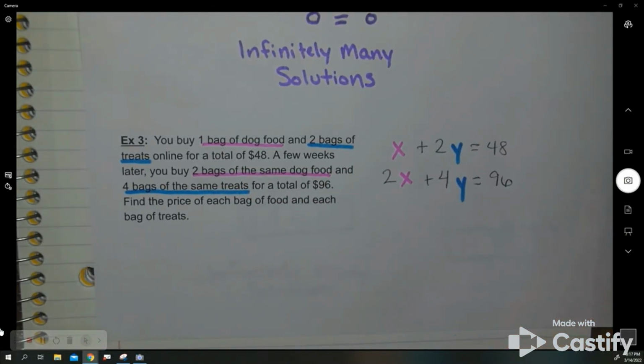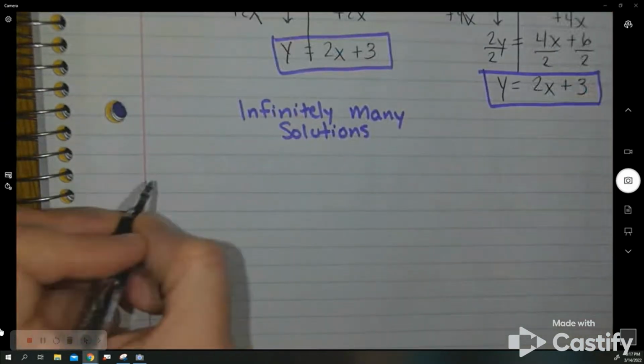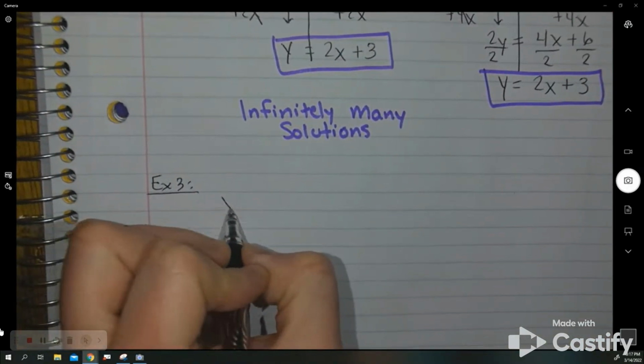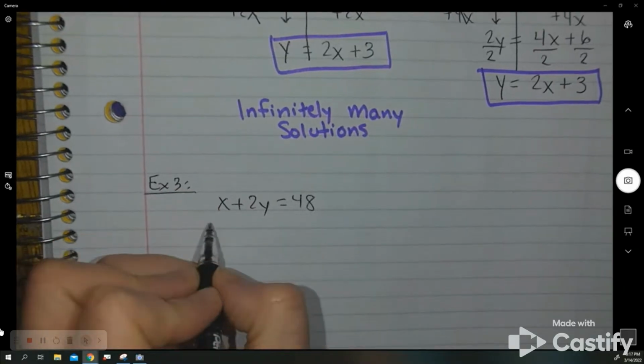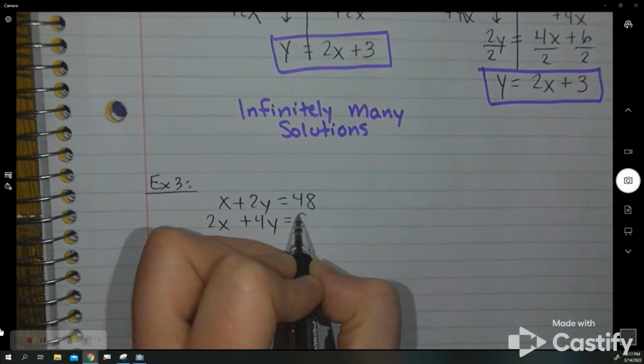So just like always, we are trying to figure out the cost. We got to solve for one of the variables first. So I'm going to rewrite these down here in my notebook. Example 3, x plus 2y equals 48, and 2x plus 4y equals 96.